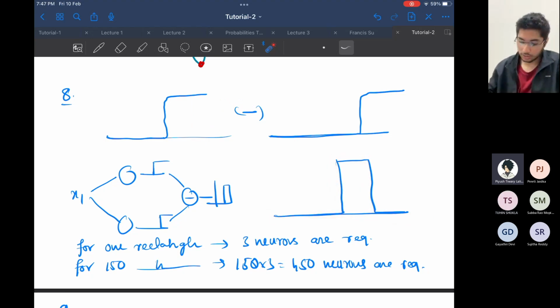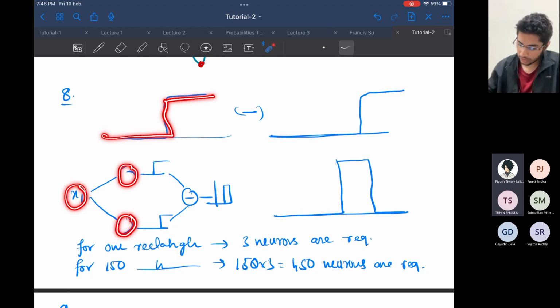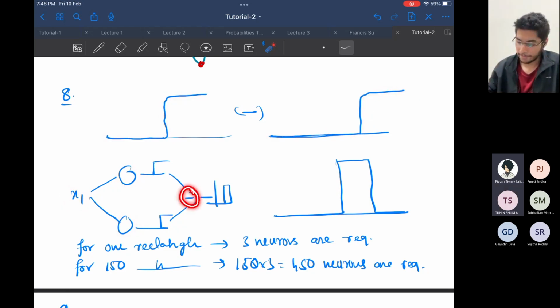So how many neurons did it involve? You gave some input. The first neuron created this sigmoid, the second neuron created this sigmoid, and then you subtracted these two sigmoids, which was done by this neuron. So there were in total three neurons involved to create a single rectangle.